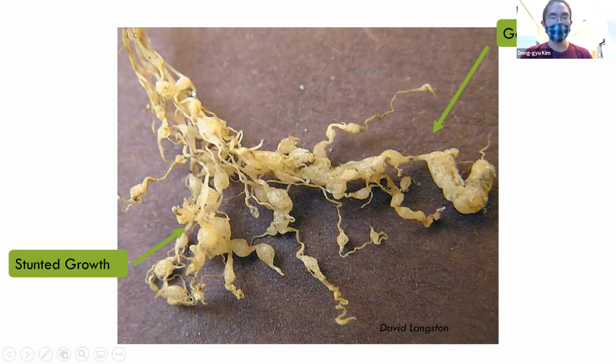You'll also notice that the roots are stunted in growth, and this is because the nematode, as it feeds off of the nutrients of its host plant, essentially stops the plant from growing normally, growing to its full potential. So in addition to stunting above ground, you'll also see stunted growth below ground in affected plants.